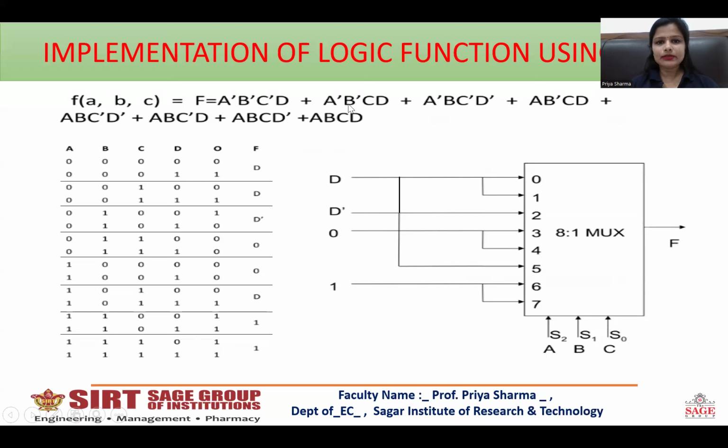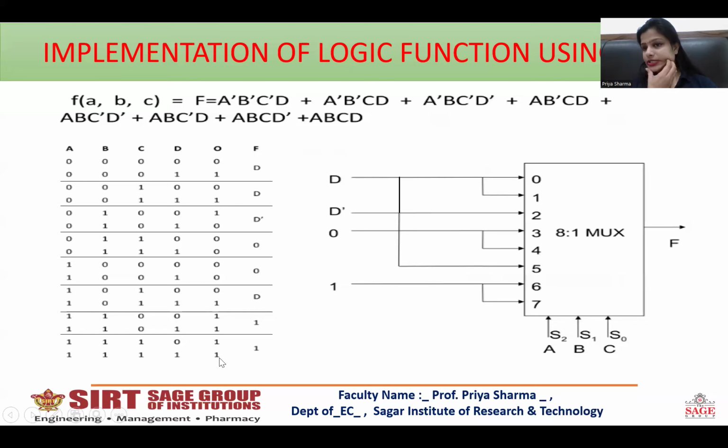Then A bar, B bar, C, that is 0, 0, 1, 1. This should be taken as 1. A bar, B, 0, 1, 0, 1. This is to be taken as 1. Then 0, 1, 0, 0. Yes, 0, 1, 0, 0. This should be taken as 1. Then 1, 0, 1, 1. This should be taken as 1. Then 1, 1, 0, 0. This should be taken as 1. 1, 1, 0, 1. This should be taken as 1. 1, 1, 1, 0. This should be taken as 1. And 1, 1, 1, 1. This should be taken as 1.